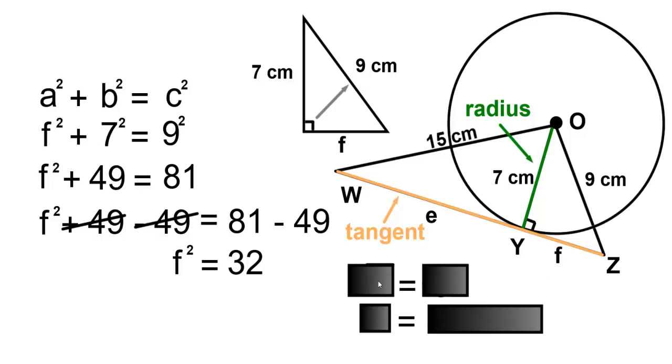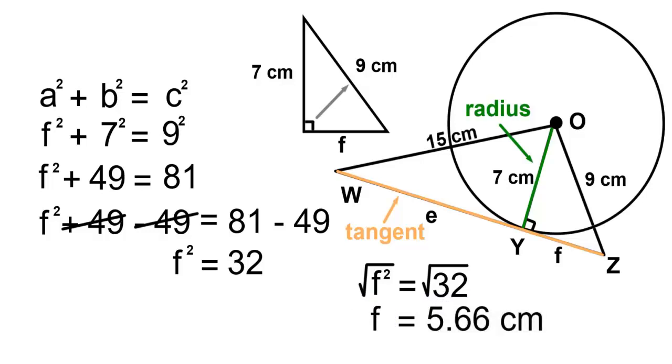Next, we need to isolate the F and get it by itself. To do this, we'll do the opposite of squaring F. So we'll take the square root of F squared. If you take the square root of this side, you take the square root of 32 as well. The square root and squared will cancel, leaving us with F. And the square root of 32, rounded to the nearest hundredth, is 5.66. So F is equal to 5.66 centimeters.